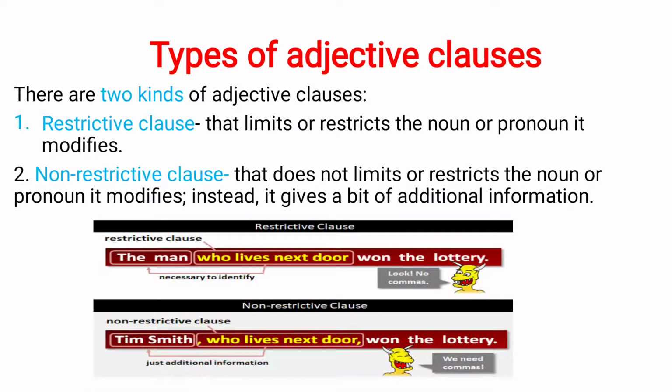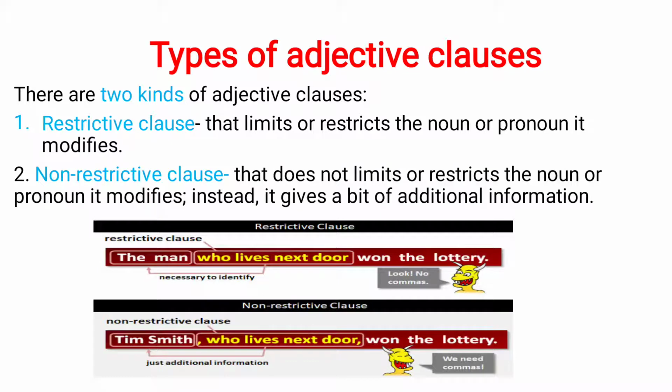Now, let us talk about the types of adjective clauses. Basically, we have two types of adjective clauses. One is the restrictive clause and the other one is the non-restrictive clause. As the name suggests, a restrictive clause is that clause which limits or restricts the noun or pronoun it modifies.